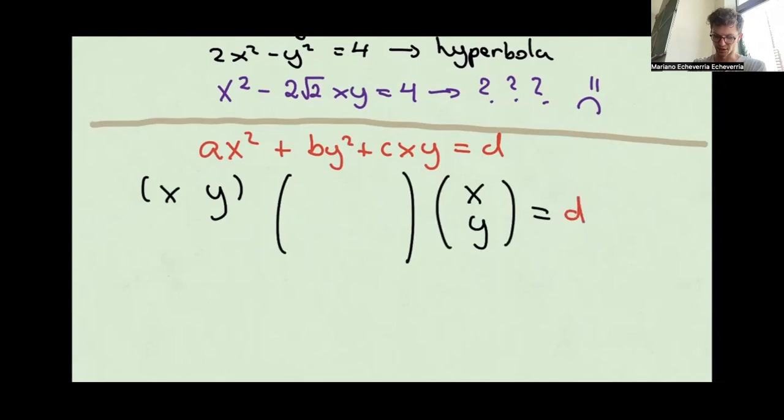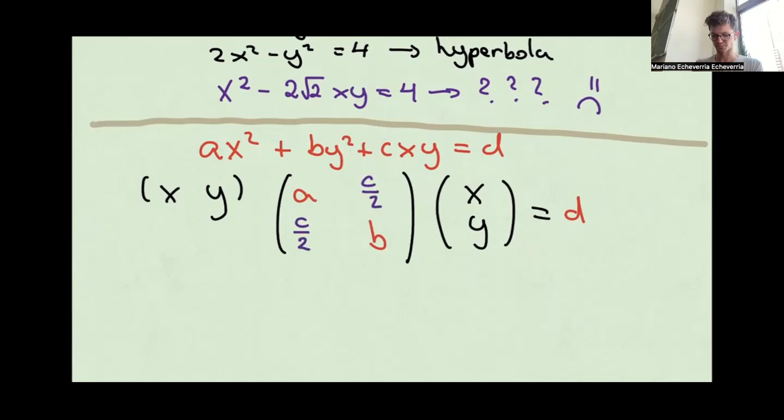And what you put in the 2x2 matrix is basically the coefficients that you see here. So a and b go along the diagonal, and c, the mixed term, goes in the off diagonal terms, but you want to end up making a matrix that's symmetric, and so since it's going to appear twice, you cut it in half. So what you put here is c over 2, c over 2.